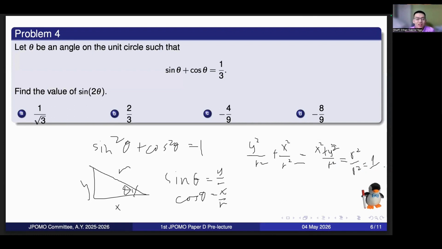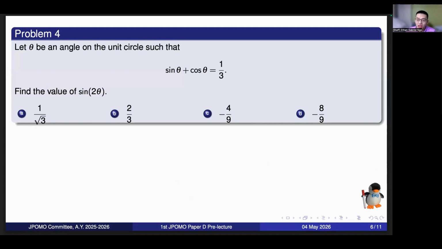And for the second identity, the double angle identity, we can prove it using the addition formula. For those who are unfamiliar, who is unfamiliar with the addition formula? So for the addition formula, what we will be doing is sine of A plus B equals sine A cosine B plus cosine A sine B.